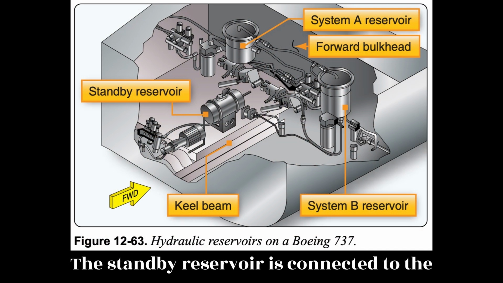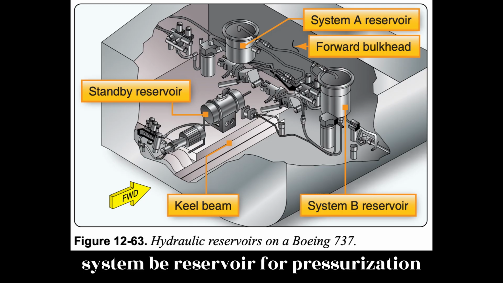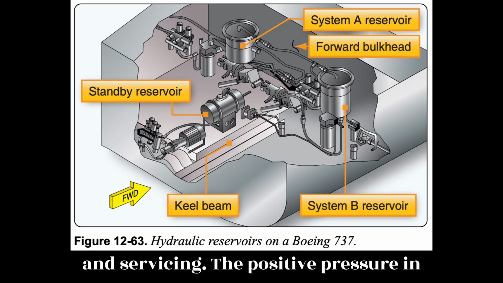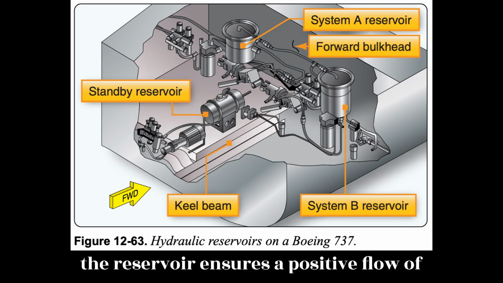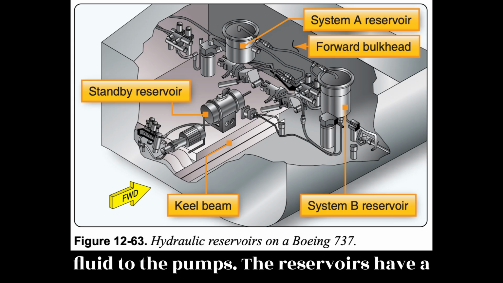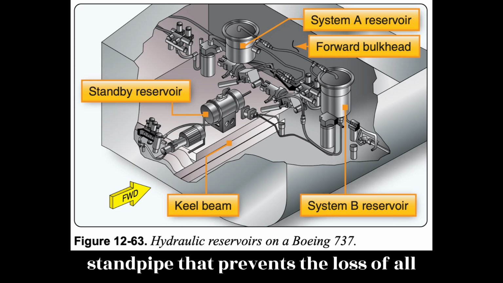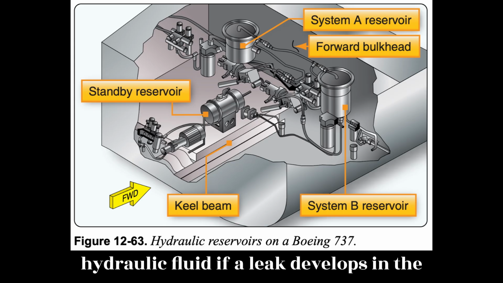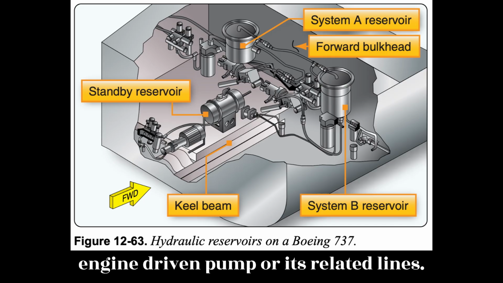The standby reservoir is connected to the System B reservoir for pressurization and servicing. The positive pressure in the reservoir ensures a positive flow of fluid to the pumps. The reservoirs have a standpipe that prevents the loss of all hydraulic fluid if a leak develops in the engine-driven pump or its related lines.